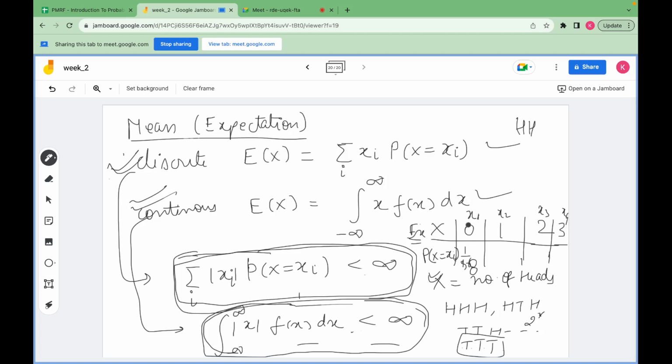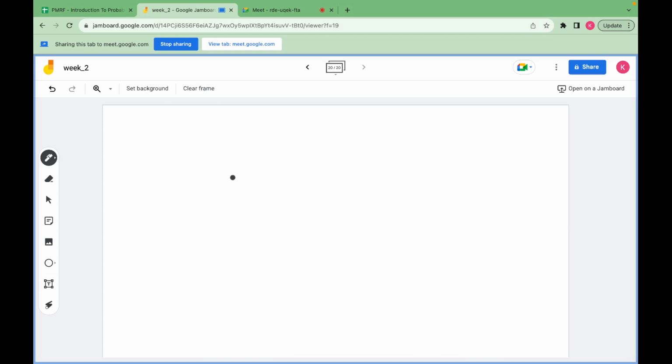So it is the number of heads. There is only one possibility that we get 0 heads, that is, we get all 3 as tails. So this value is 0, but the probability that this outcome will come is 1 by 8. Sorry, what was your question?